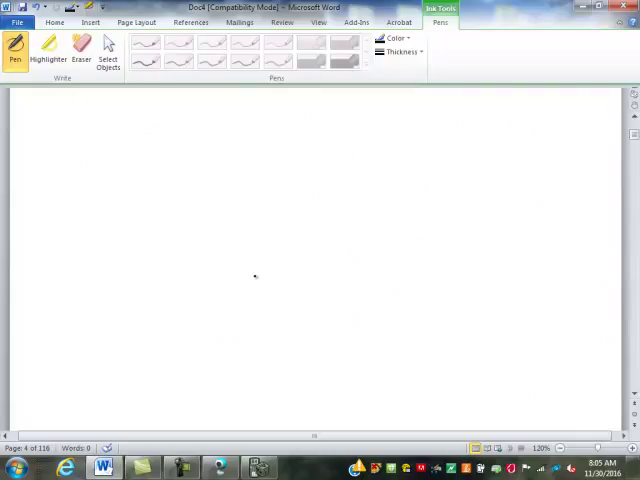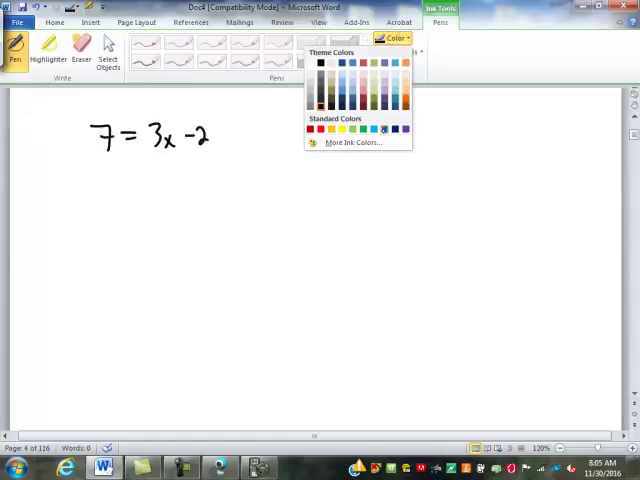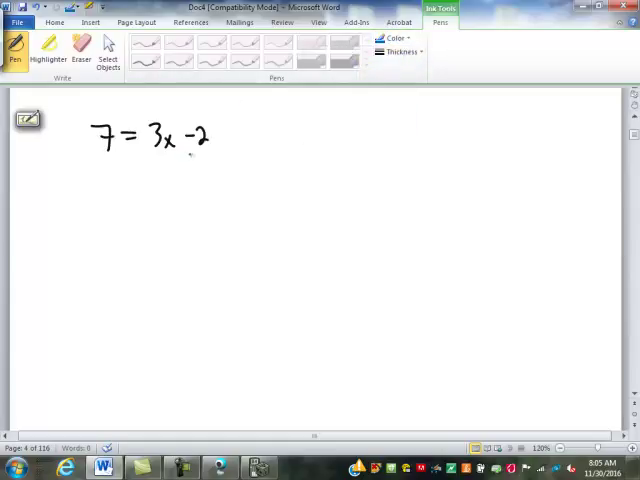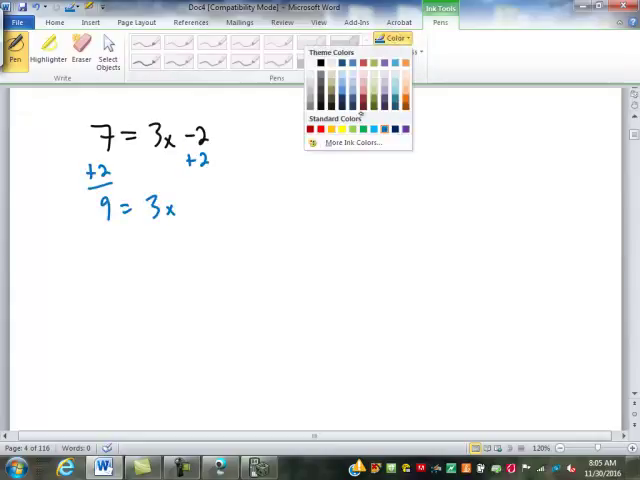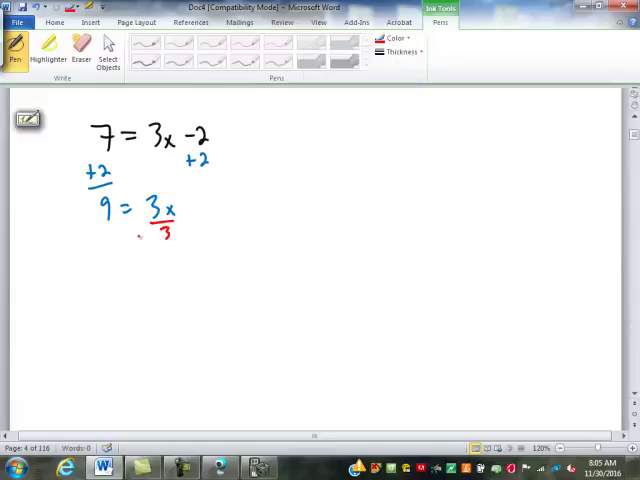What do we use these equations for in math? Well, we've had systems or equations that look like this. 3x minus 2 is 7. How did we solve that? To find x, we add 2. 9 equals 3x, and we divide by 3, right? x equals 3.